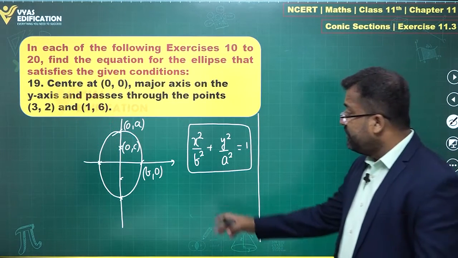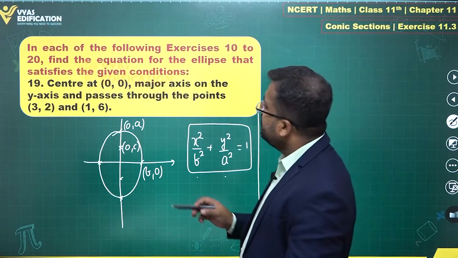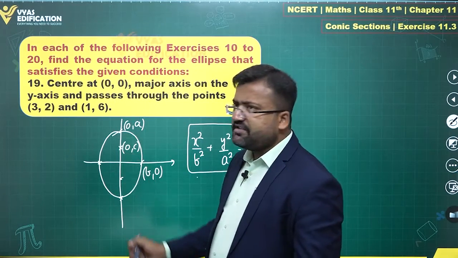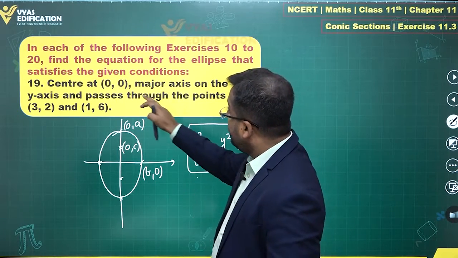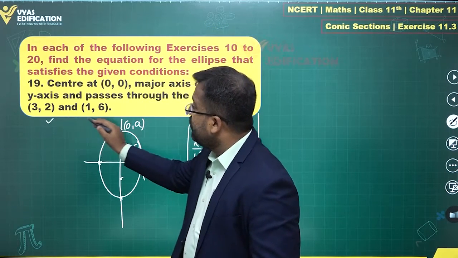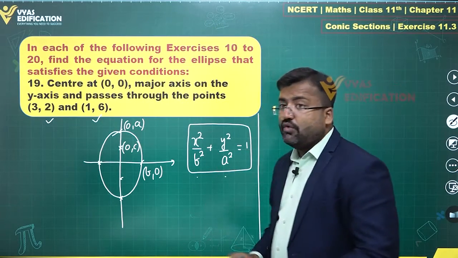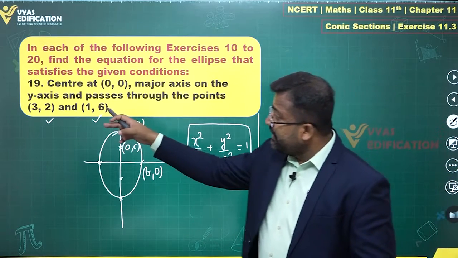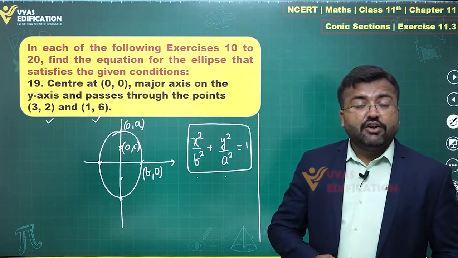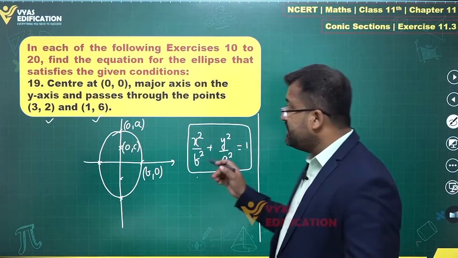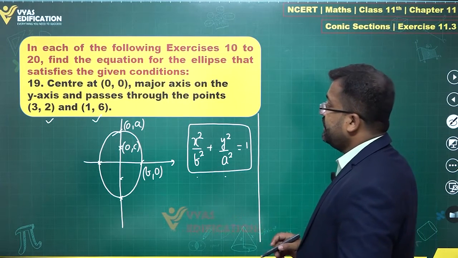We need the values of a and b, but from center 0, 0 and major axis on the y-axis, we cannot find them. It passes through the points this and this. For finding these two, we needed two conditions, and the two conditions are given in that manner. 3, 2 and 1, 6 are the points through which this ellipse passes. So let's apply those conditions.